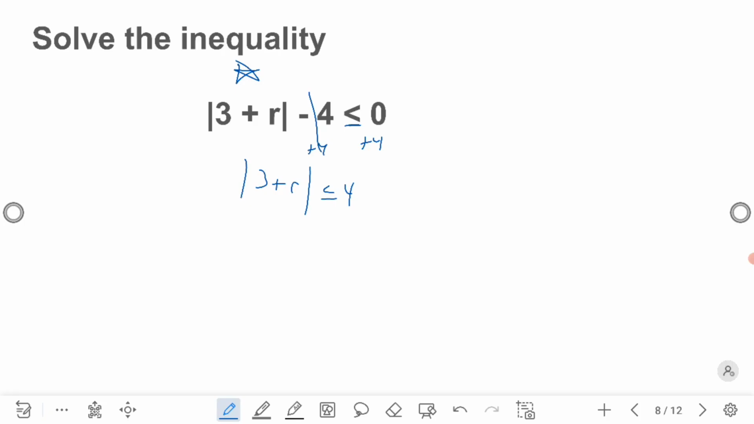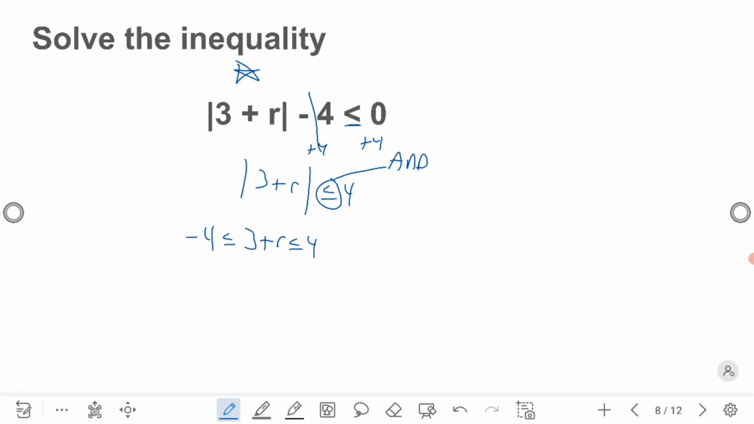Okay, so now that I've done that, I have the absolute value by itself. So I look here, okay, that's less than, so that means it's an and. So when it's an and, you're going to have a long inequality. So the opposite of 4 is negative 4, so I'm going to put that in the front, and then I'm just going to write it. Less than or equal to 3 plus r, less than or equal to 4.